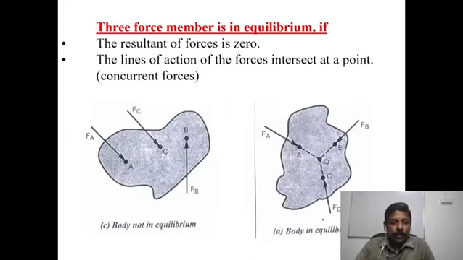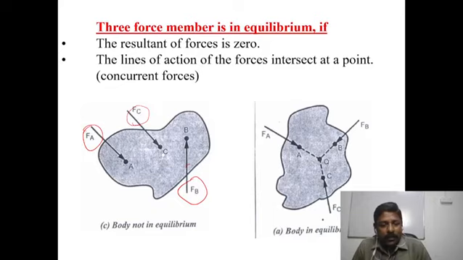Next one, suppose the body is subjected to three forces, it is called a three force member. Refer to this diagram. Here, three forces are acting: Fa, Fb, and Fc, and these all are acting at different points of the body. Here, this body will not be in equilibrium. So, the condition for equilibrium is the resultant force is equal to 0.